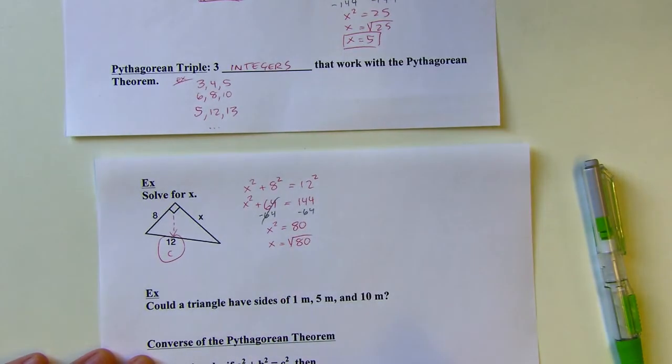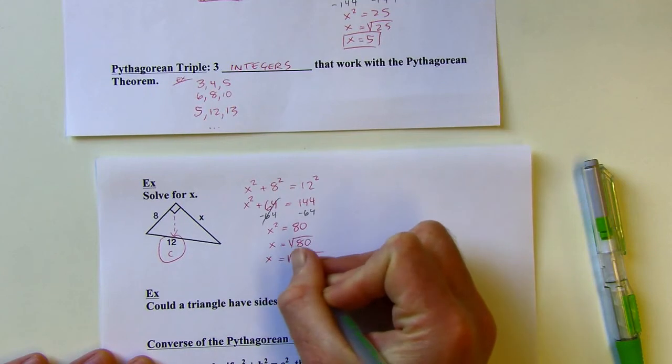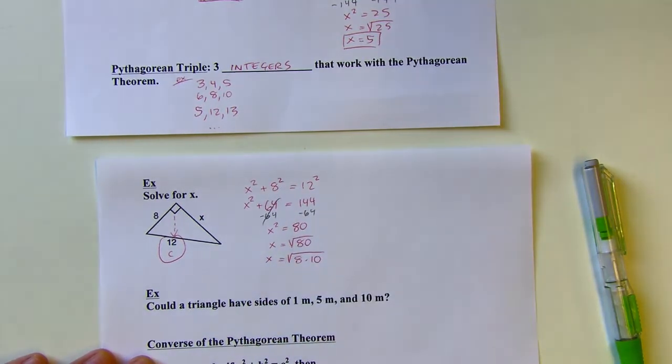Okay, so hey, that's not a perfect square. You can put it into a calculator and get a decimal, but let's not do that. Let's put this in simple radical form. So I'm thinking of a multiplication problem with 80 as the answer. I just chose 8 times 10, but you could have done 2 times 40 or whatever.